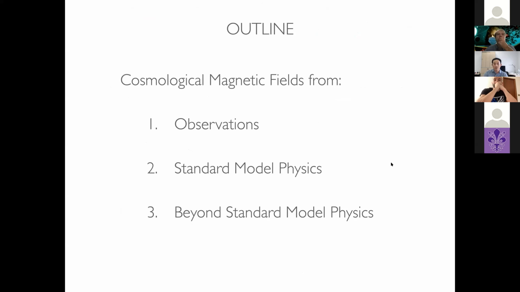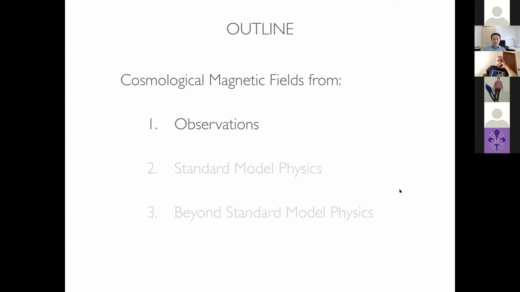Okay, so here's the outline of my talk. I'll start by giving a very quick overview of the observational suggestions or hints for the existence of magnetic fields in our universe. And then I'll move on to discuss how these magnetic fields may or may not be produced from standard model physics and beyond. And I'm not sure how this Zoom seminar is supposed to work, but if you have any questions during my talk, feel free to ask me at any point.